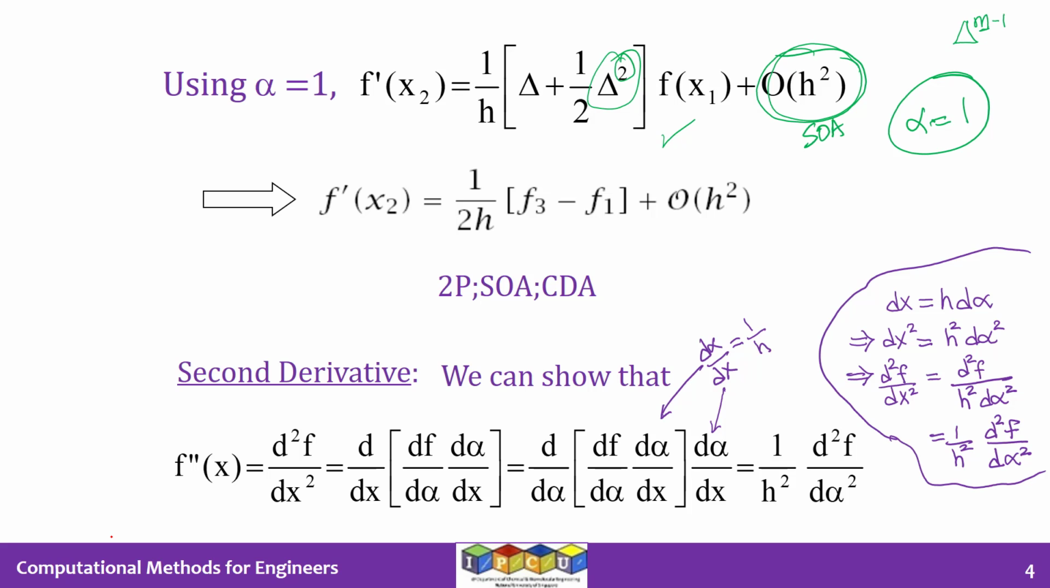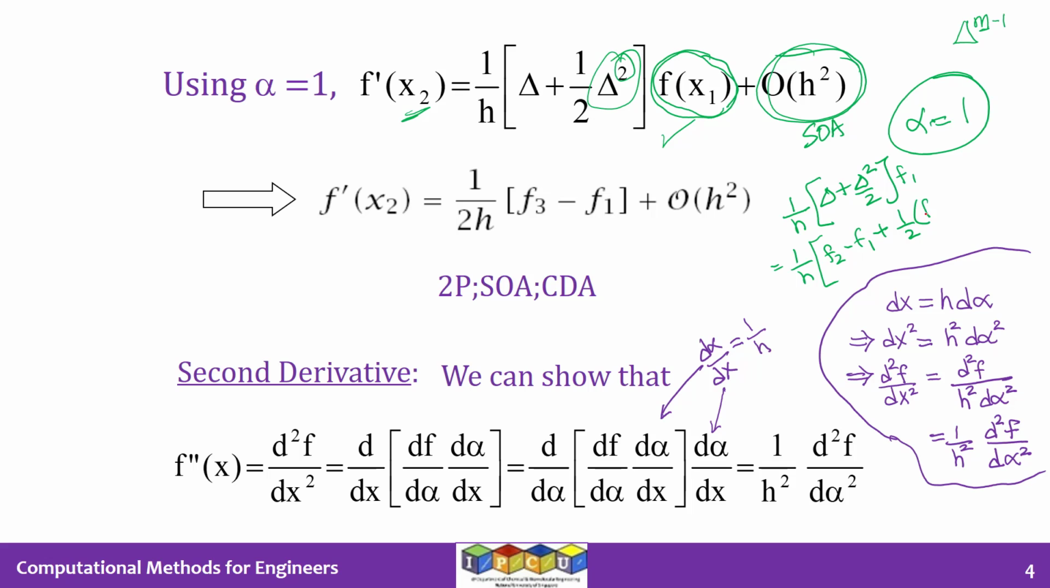Please note one important point. This is still going to be f x1. That doesn't change because from x1, if you go to alpha is equal to 1, you will reach x2. This is still going to be x1, right? So that is something that we should not forget. So if I use this expression 1 by h delta plus delta squared by 2 f1, because f of x1 is f1, I'm going to get 1 by h delta f1, right? Delta f1 is f2 minus f1 plus half delta squared f1.